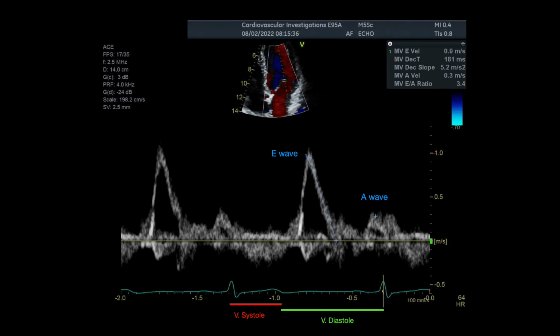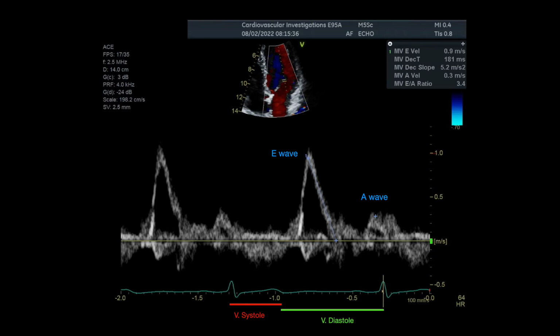And you get a spectral display like the one on the slide here, and I'll just orientate you to what we're seeing. So we are looking at ventricular filling, so mitral valve inflow, ventricular filling. And ventricular filling occurs in ventricular diastole. So it's important that you have ECG on so that you can work out exactly where you are in the cardiac cycle and measure the correct values and measure the correct waves.